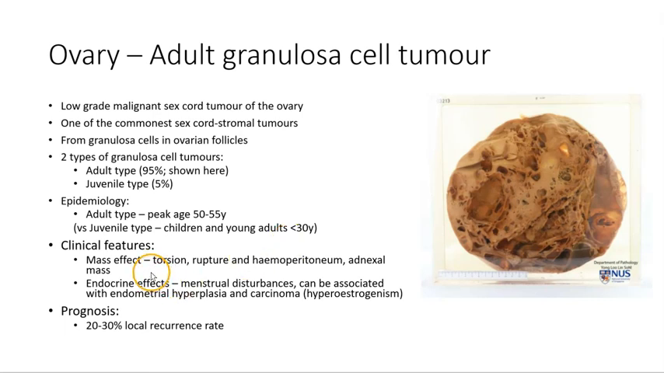Clinically, there may be mass effect from torsion or rupture and potentially hemoperitoneum, and there may also be an adnexal mass. There may, in addition, be endocrine effects, for example, menstrual disturbances, and this can also be associated with endometrial hyperplasia or even carcinoma as a result of hyperestrogenism. This tumor is generally indolent, but it does have a 20 to 30% local recurrence rate after resection.